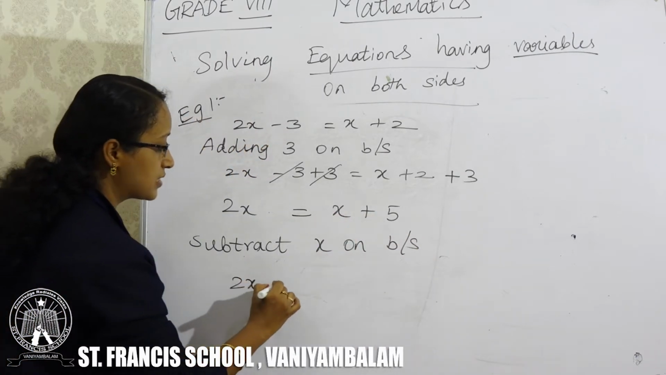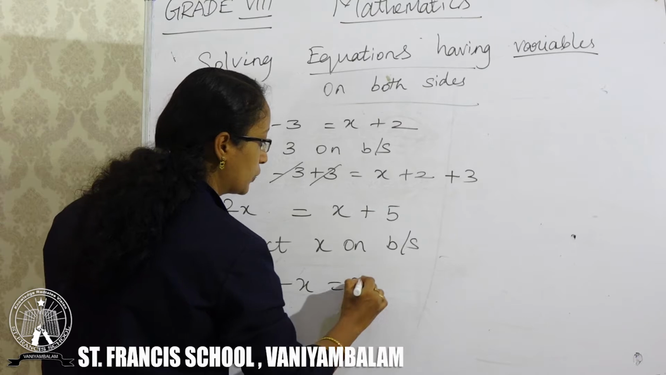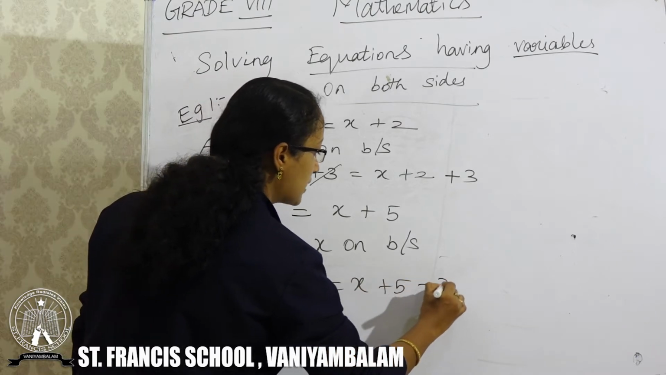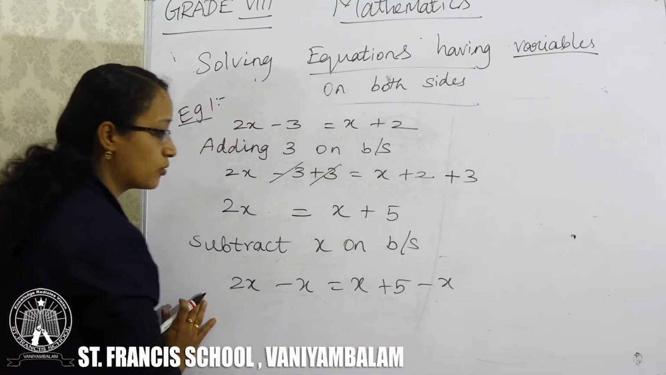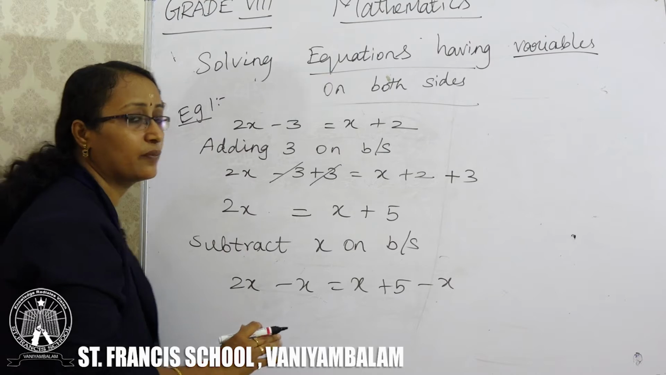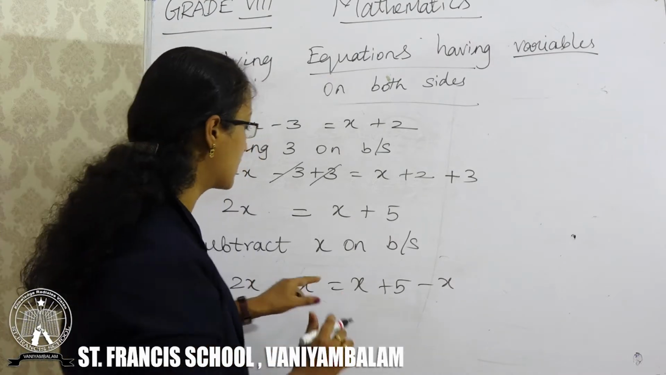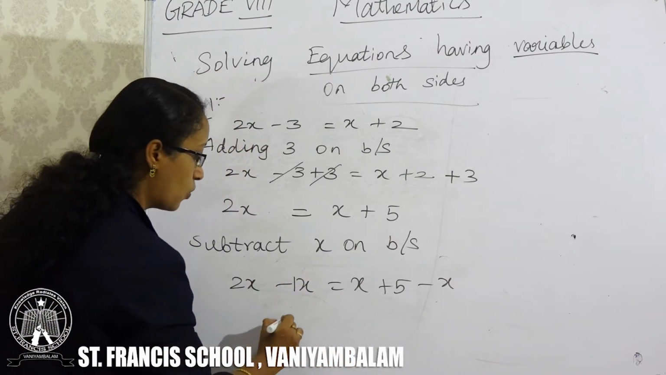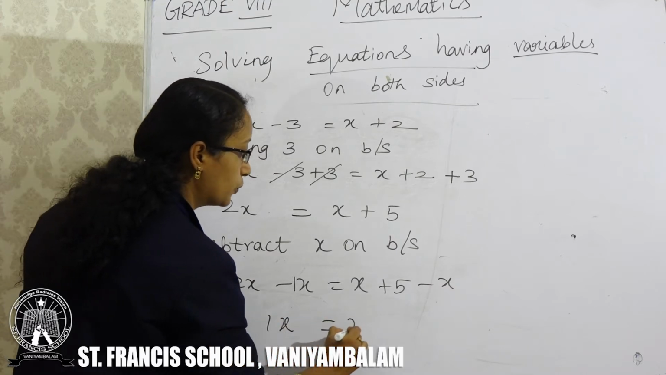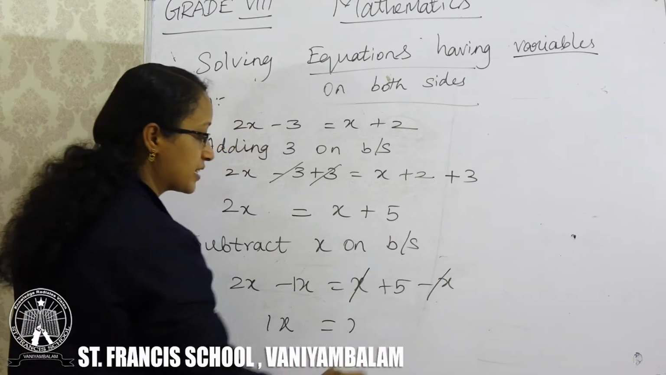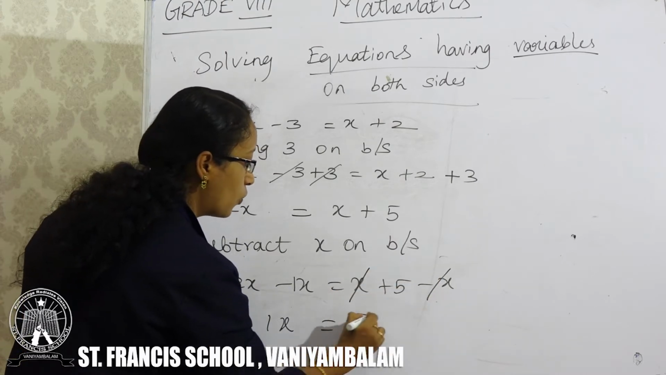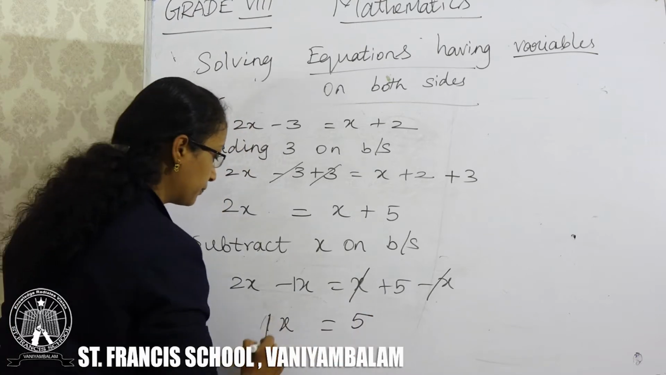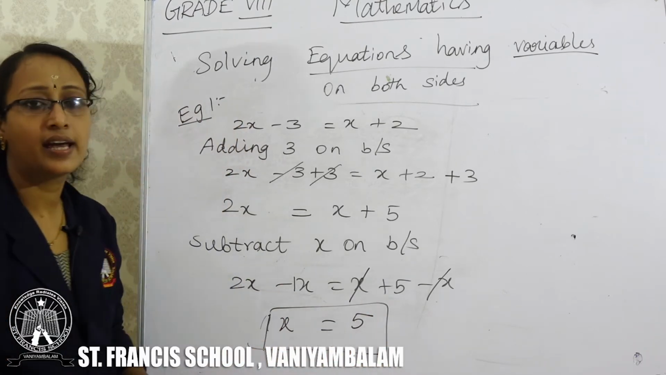So 2x minus x is equal to x plus 5 minus x. I am subtracting x on both sides. If there is no coefficient, consider it as 1. So 2x minus 1x is 1x, is equal to, plus x minus x will get cancelled, 5. So 1x is equal to 5. Yes.